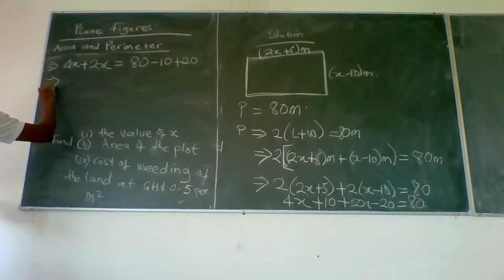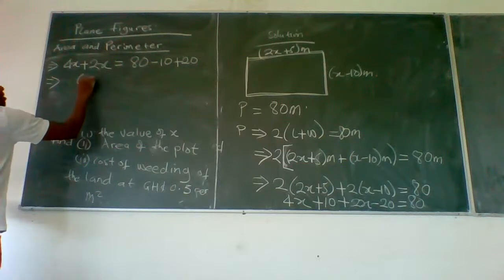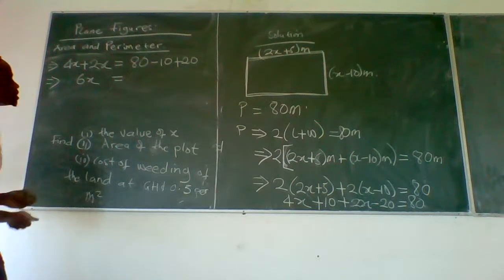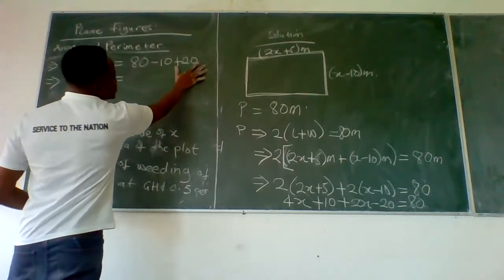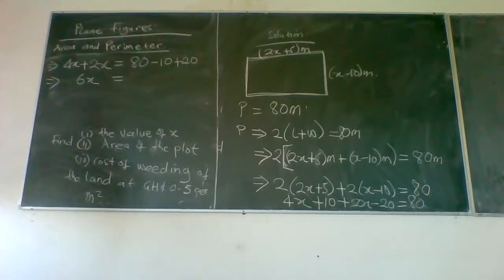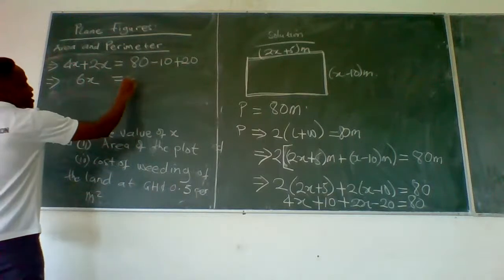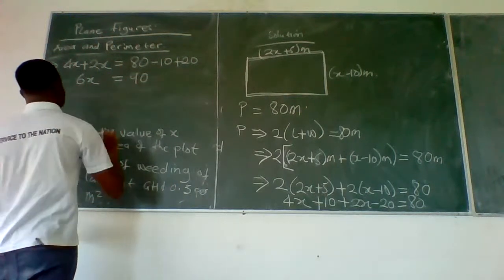So from here, we have this one, they are like terms, so I can operate on them. So I have 6x equal to minus 20. Minus 10 plus 20 will give us positive 10. So plus 8 will give us 90.